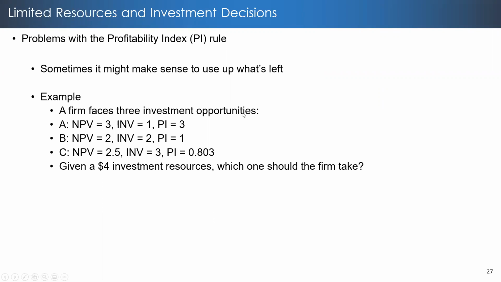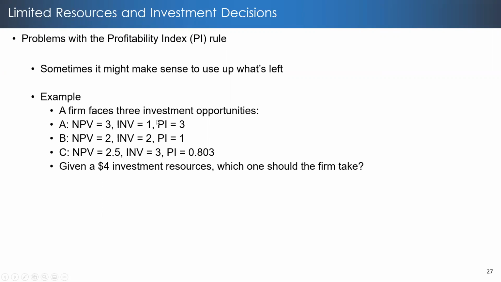This is quite interesting. Let's say a firm is facing 3 investment opportunities. The first one gives a net present value of 3, which requires investment of 1. You will calculate a PI as 3/1, which is 3. The second one, 2, PI equals 1, the ratio between 2 and 2. The third one, 2.5, 3, PI equals 0.803.